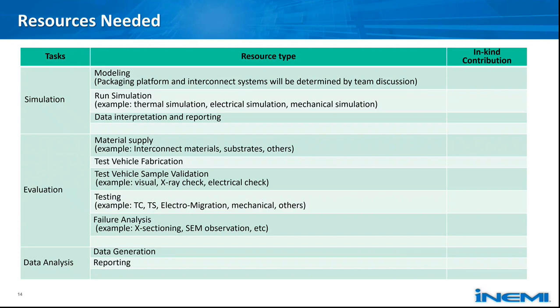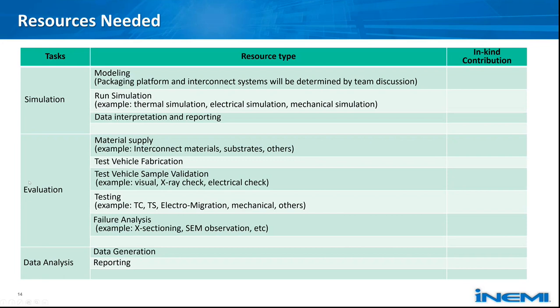And the last slide to note is on today's call for participation, what the members could expect. This is not an exhaustive list, but this is what we think is an outline of the types of tasks and the resources that would be required. They're bucketed in three kind of groups. One is simulation related tasks. One is evaluation or experimental data collection. And then the third is actual data analysis and results.